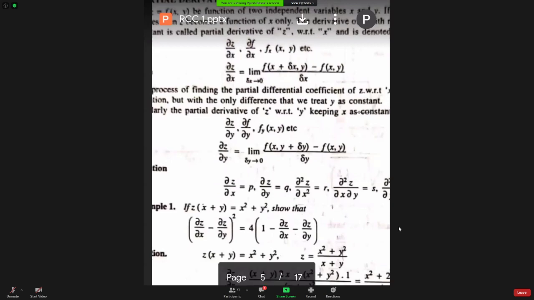As a notation, sometimes it is called del z del x is equal to p. Sometimes it is called del z del y is equal to q. You will see this afterwards. P means del z del x. There is no special notation for this. Sometimes it will be mentioned as p into 2 plus p square, that means del z del x. P is del z del x, q is del z del y.